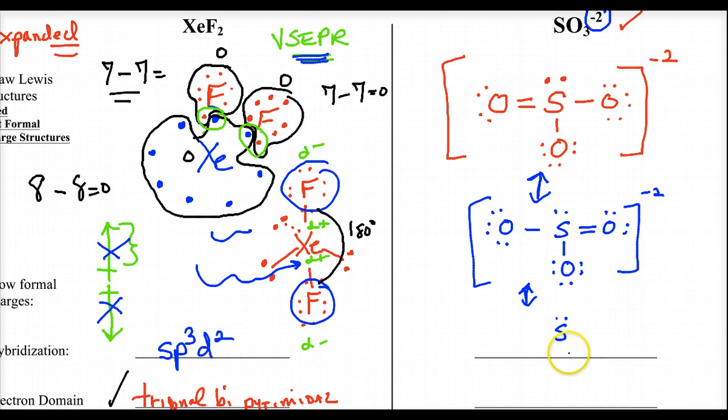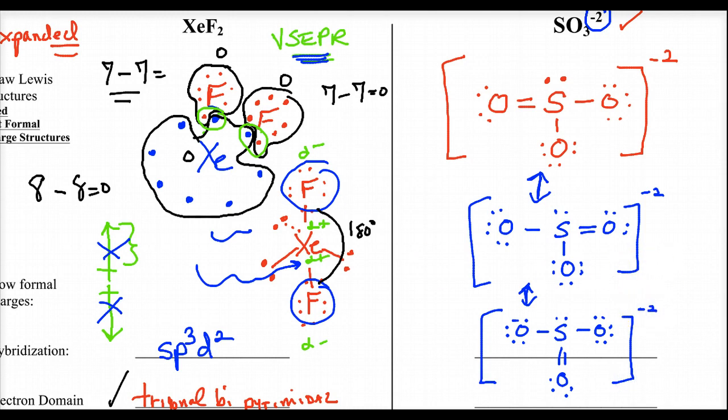Sulfur double bonded here. It's what? Double bonded to the O in the bottom. Single bonded to the O here. Single bonded to the O here. And this, of course, whole thing is -2. If I could write smaller, that'd be cool.